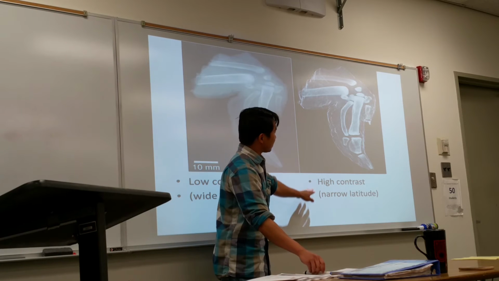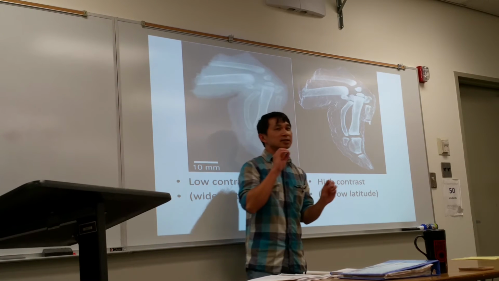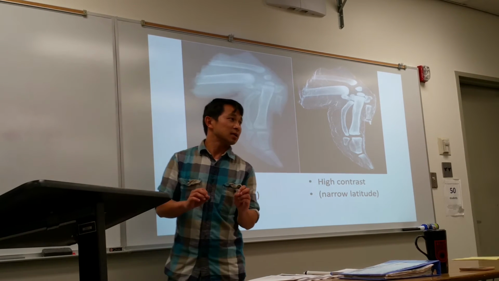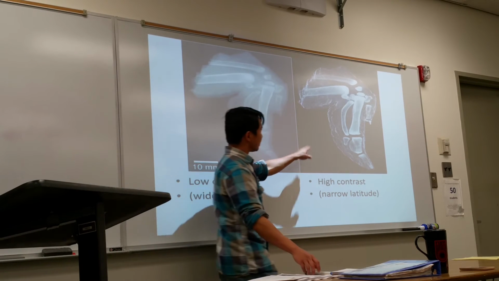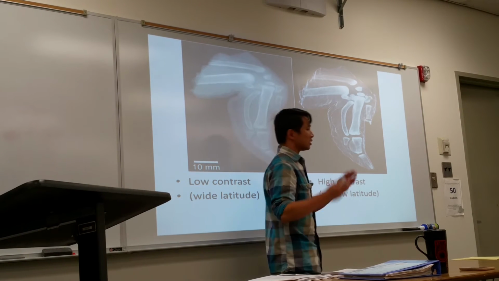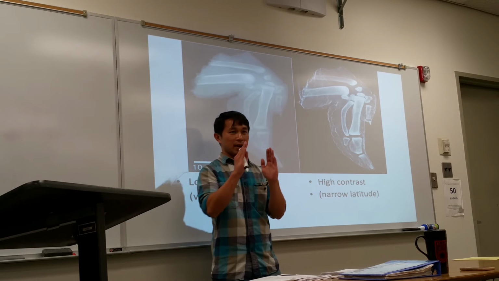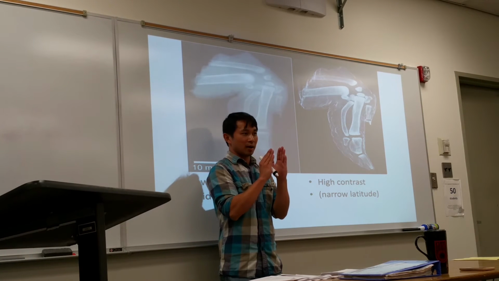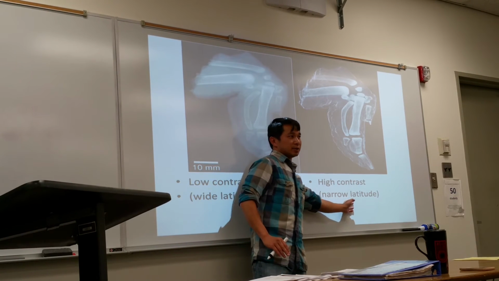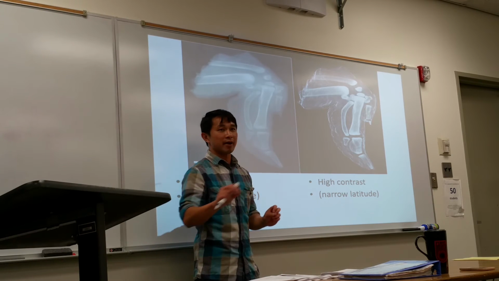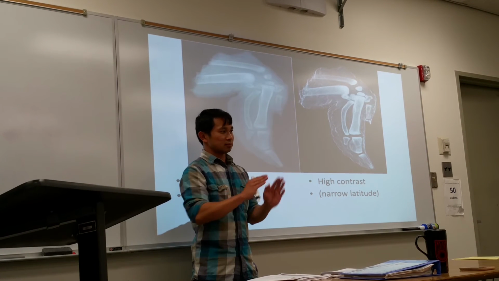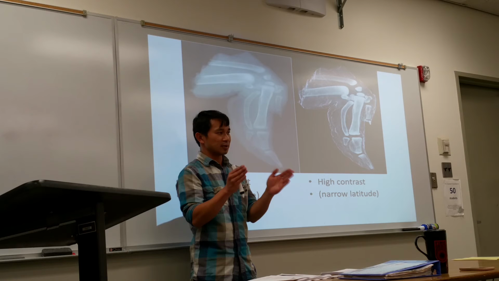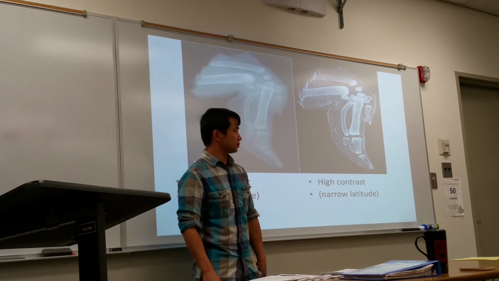And on this side, I give you high contrast, a distinct black and white on the images. So it's just a narrow line of mainly just black or white, or just a close band. So we call it narrow latitude. There's not a lot of shades of gray. It's mainly black and white, like the band's more closely related.